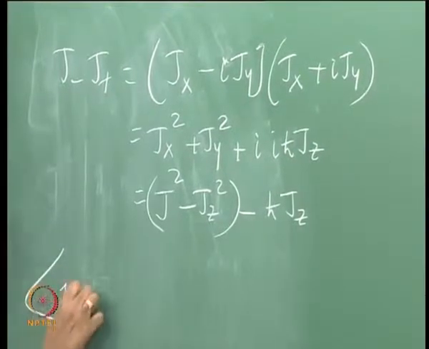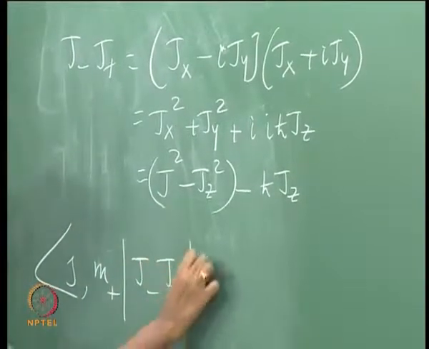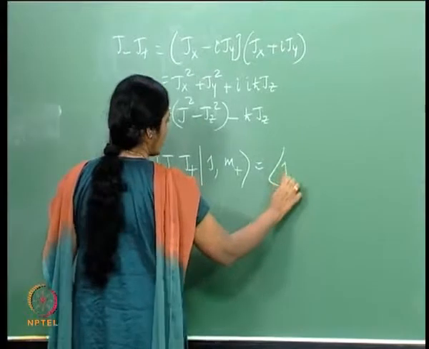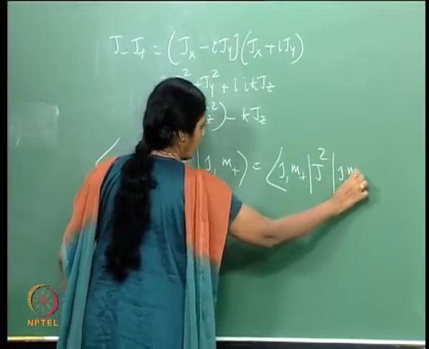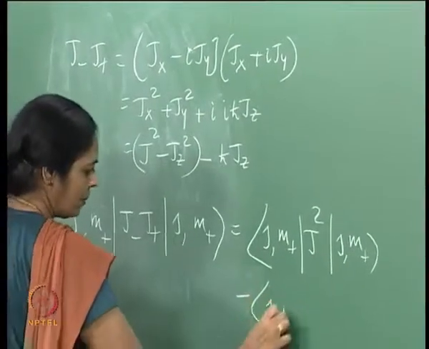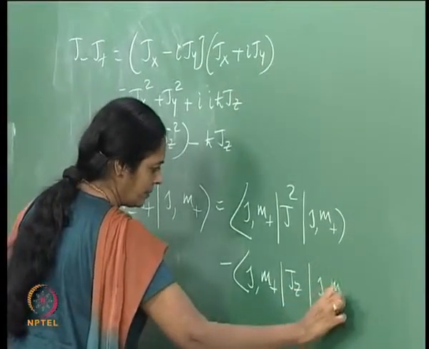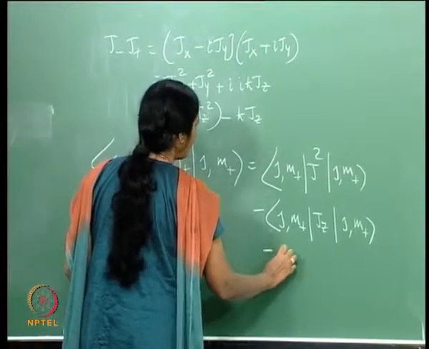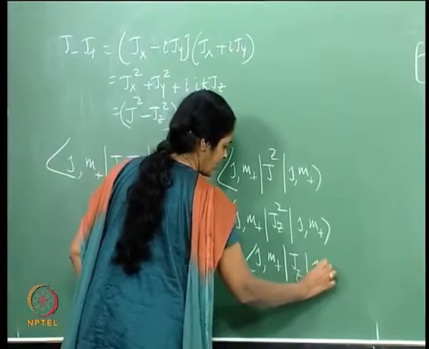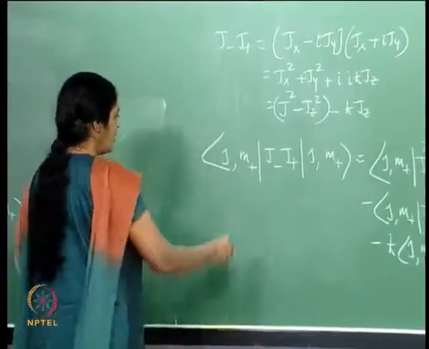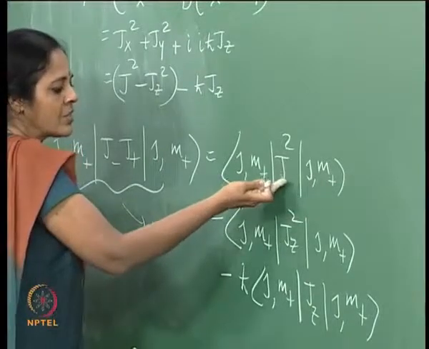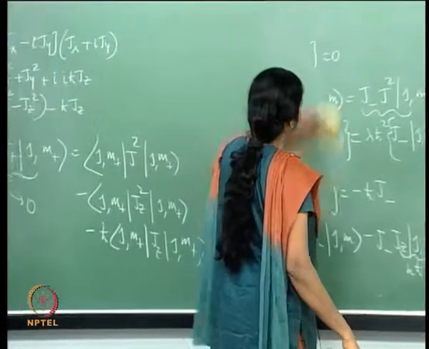I therefore feed that in there, and I have j minus j plus sandwiched between these states is the same as j m plus j squared j m plus minus j m plus jz squared j m plus minus h cross j m plus jz j m plus. I have this, and this object I know is 0. But j m plus is an eigenstate of j squared, jz squared and jz. So, I might as well pull out the eigenvalues.